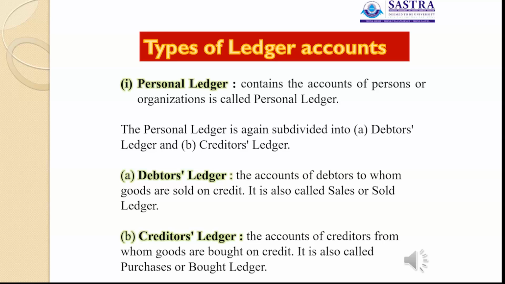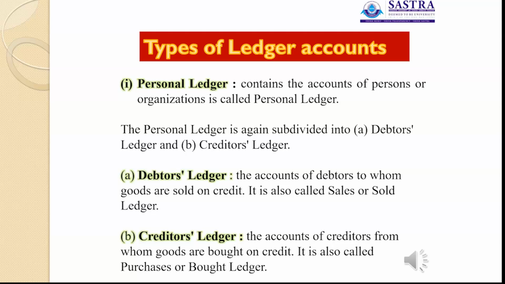The name debtors ledger is more appropriate than sales or sold ledger as it contains debtors accounts and not the sales account. So it contains only the accounts of debtors to whom goods are sold on credit. So this is otherwise called sales or sold ledger.